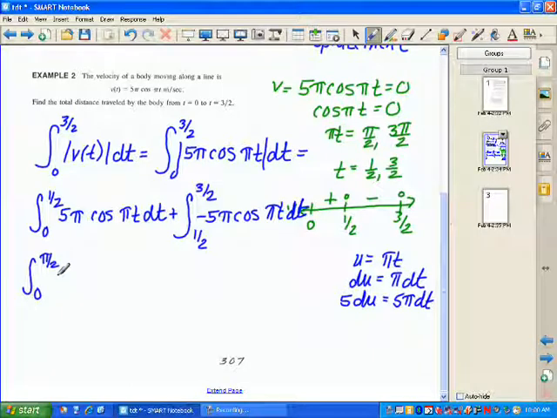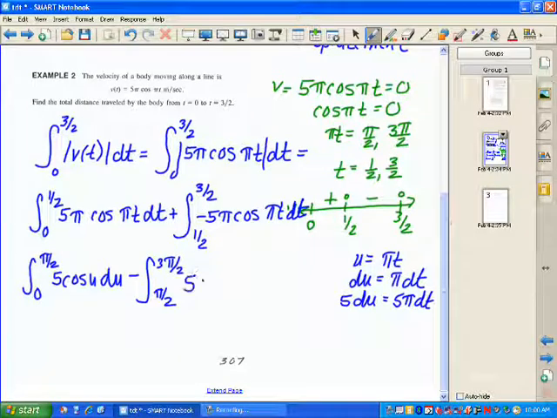I will have 5 cos u du from 0 to pi over 2, minus, this will be pi over 2 to 3 pi over 2, 5 cos u du.